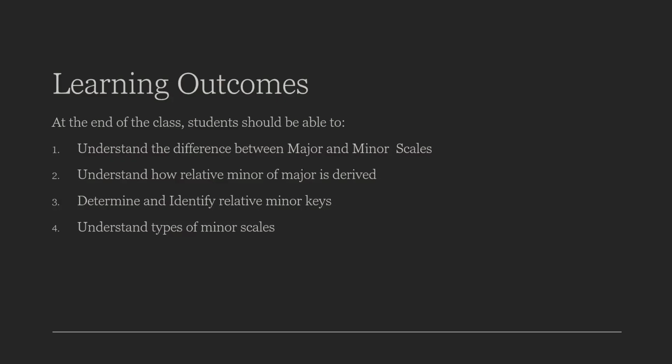So today, let's quickly look at our LOs, which are our learning outcomes. At the end of the class, you should be able to understand the difference between major and minor scales or keys, as the case may be. Number 2, understand how the relative minor of a major is derived. How do we get a minor scale from a major scale? Number 3, determine and identify relative minor keys or scales. And number 4, understand the types of minor keys or scales. So let's jump into the discussion quickly.